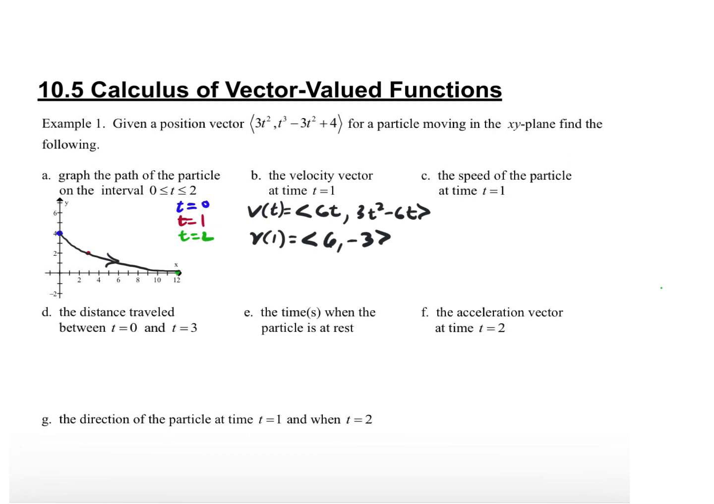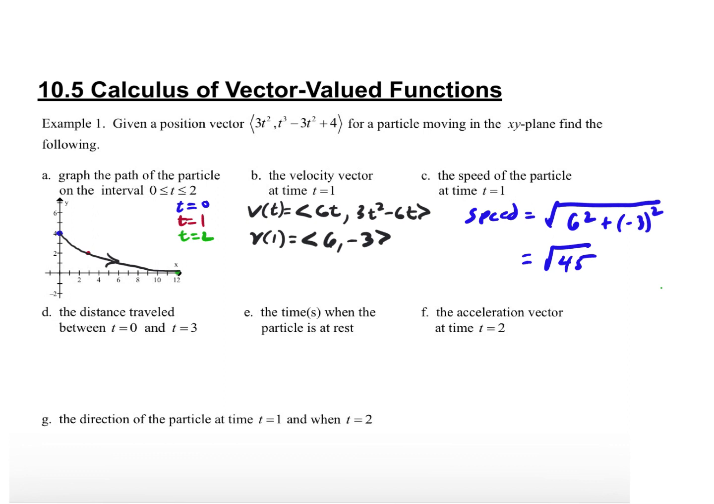Now the speed is a little bit different than we wanted at time 1. Because again, we're talking about taking that vector and squaring it underneath a radical. So that's 36 plus 9, so square root of 45. That's going to be the speed. If you wanted to convert it to a decimal, you could, but that was good enough.